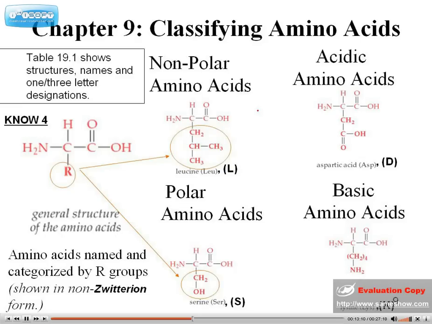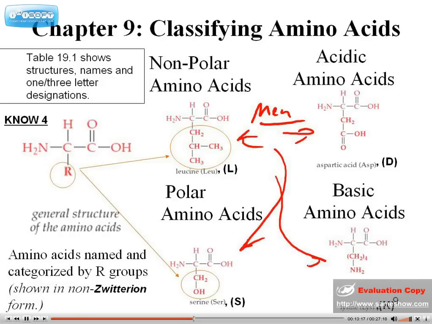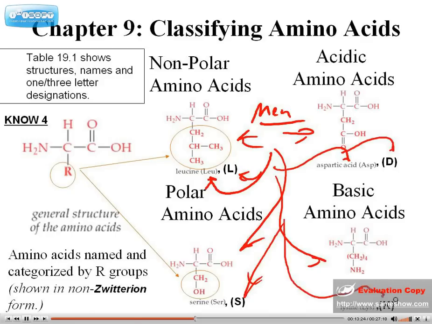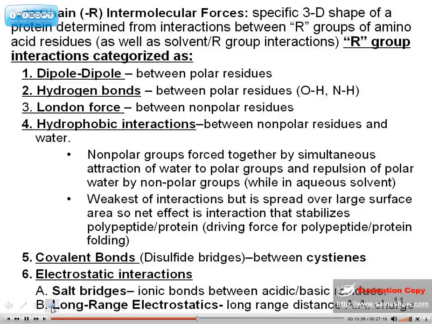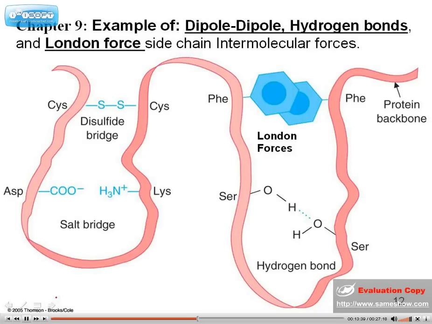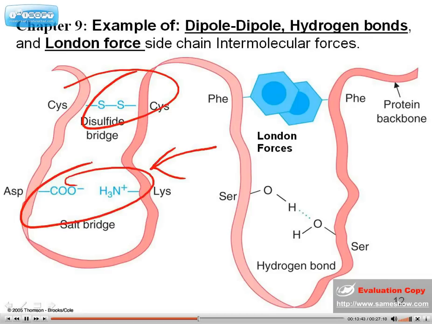Make sure you memorize everything that's on this slide. The sketches, the name, the 3-letter symbols, and the 1-letter symbols. Again, these are only 4 out of 20, so not too bad. If you were to take a traditional biochemistry class, you have to know them all. So that said, you're then going to have to sketch future ones showing intermolecular forces like you see here.